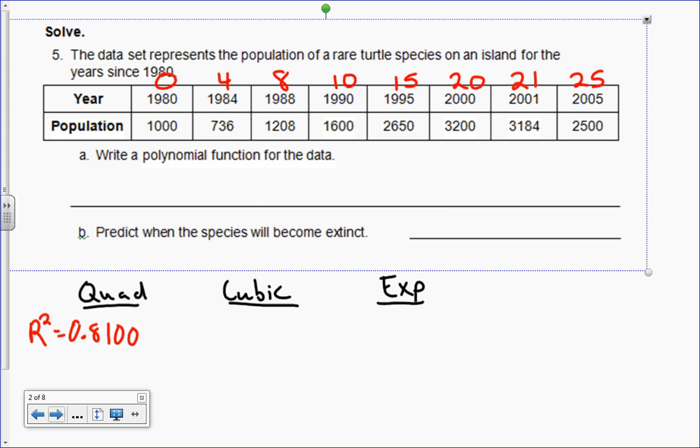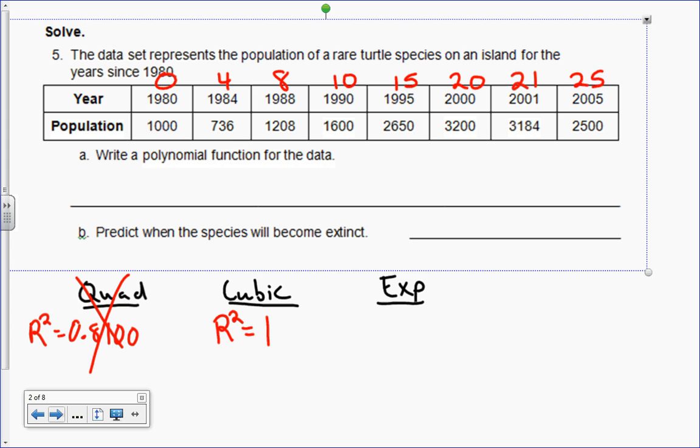All right, let's go to cubic. So for cubic, I'm going to do the same thing. I'm going to hit stat, go over to calc, go down to cubic, go down to calculate, and let's see, the cubic one, r-squared, is actually equal to 1. It's exactly 1, so quadratic's out. I'm going to bet that exponential's probably out too.